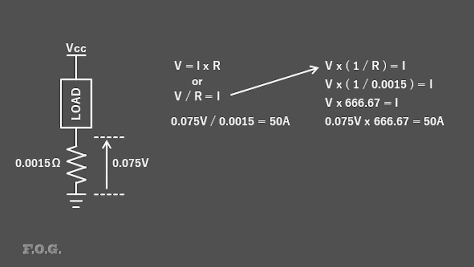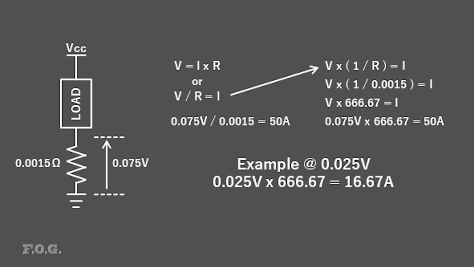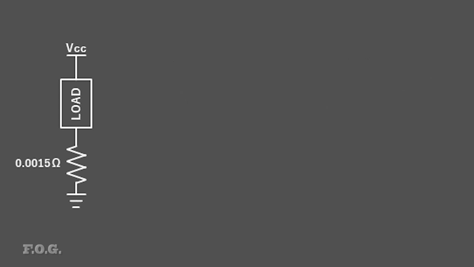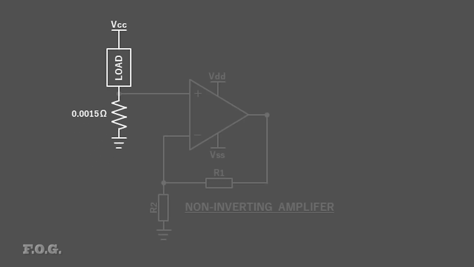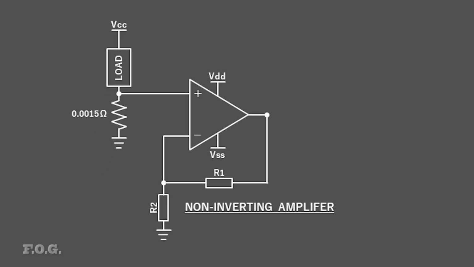In the case of a 25 millivolt drop, we can simply multiply this by the constant to get the current, and in this case that's 16.67 amps. Easy enough, right? But now let's take a look at how we might practically measure this with an actual circuit. First, we need to make this signal a bit bigger and easier to measure. We can do this with an op amp configured in a non-inverting amplifier configuration.